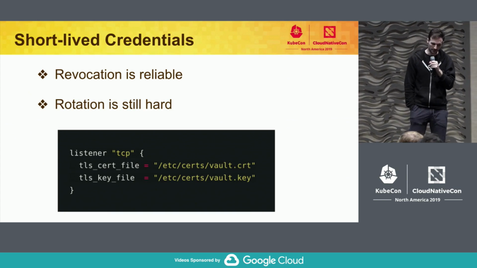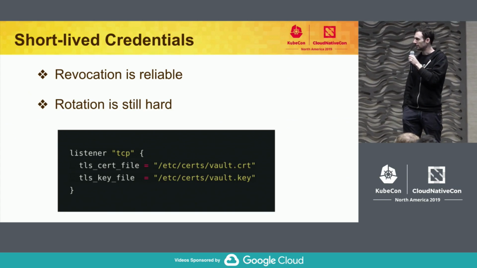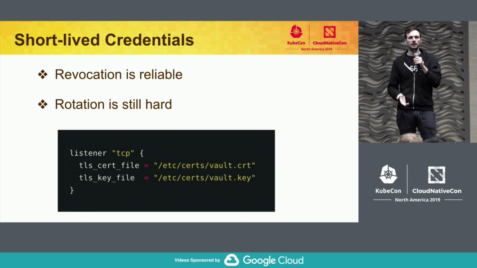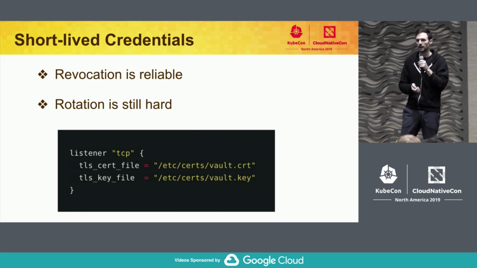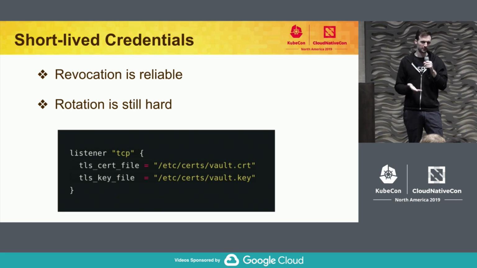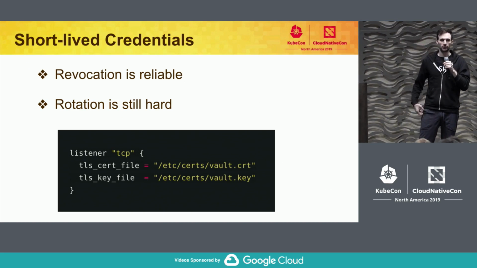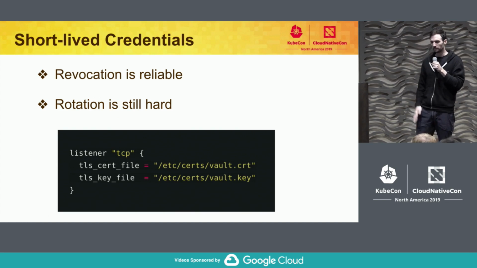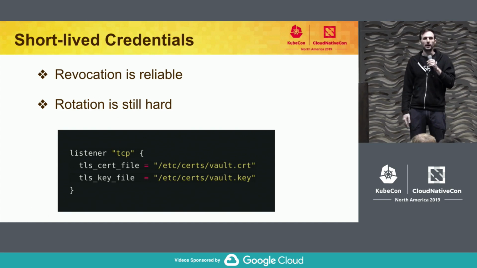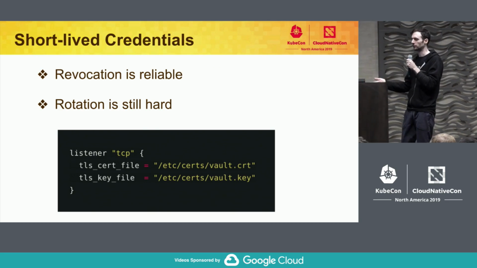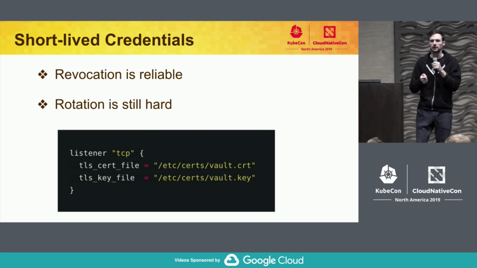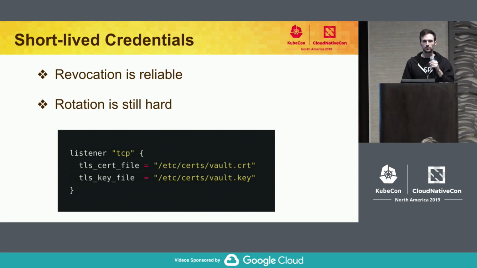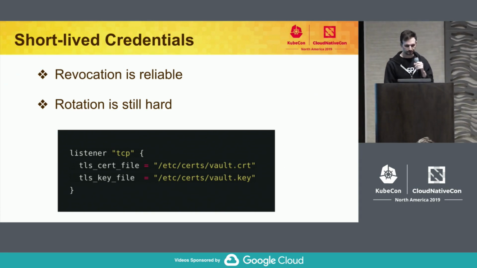So if you've ever used a server that implements TLS, you've seen configuration that looks like this. You have to provide a certificate and a key from a file. And when you have long-lived certificates, this is kind of fine, right? Once a year you go in and you update this file. It's not the greatest solution, but you don't have to do it that often, so why do you care about automating it? When you have short-lived credentials, you actually have to address rotation as a first-class concern. And actually what that does is it makes your rotation a lot more reliable.